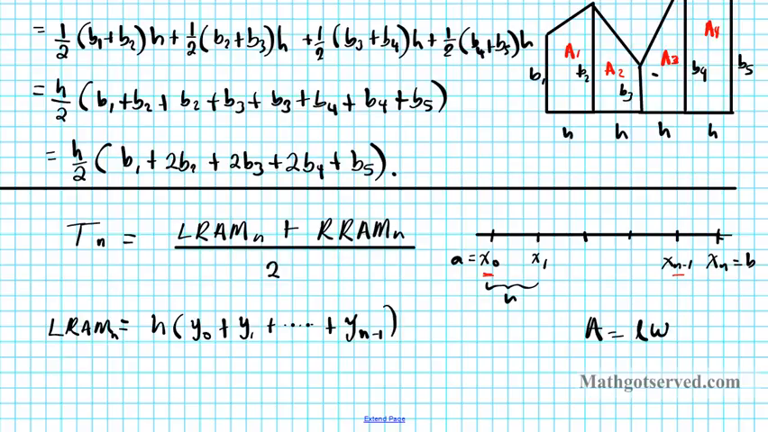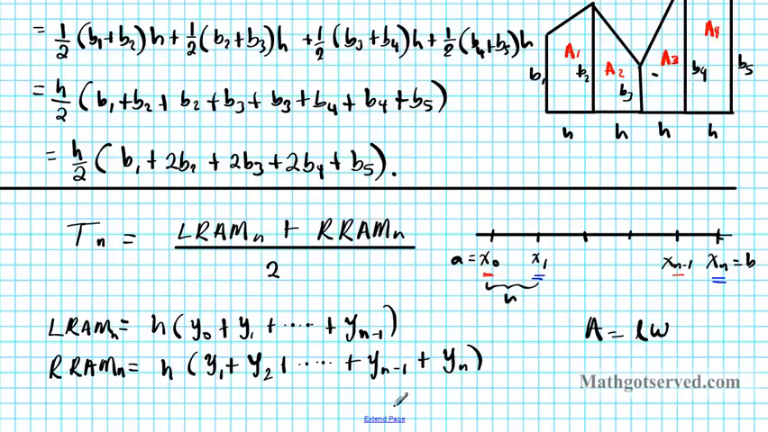Now, what is RRAM going to look like? RRAM is similar, but in that case, we're going to start from x sub 1 all the way to the rightmost endpoint, neglecting the leftmost endpoint, okay? All right, so what is that going to look like? That's going to be h times y sub 1 plus y sub 2 plus and so on, plus y sub n minus 1 plus y sub n. Okay? So there goes the right endpoint rectangular approximation.